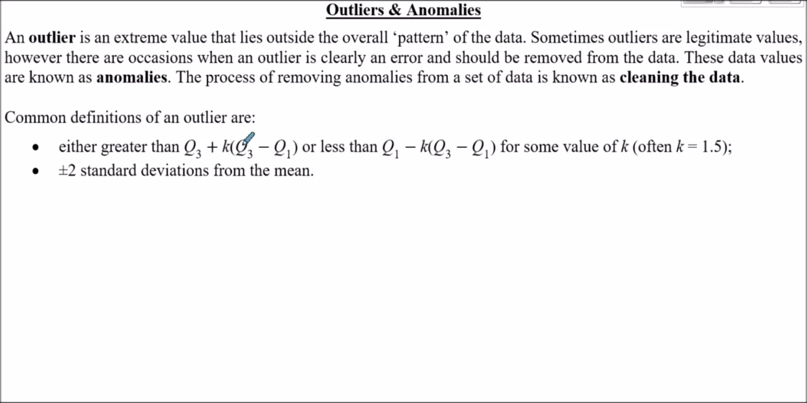So it can be defined based on the quartiles, or the second definition is based on the standard deviation and the mean. If it's either more than 2 standard deviations above the mean or more than 2 standard deviations below the mean, that's another way of defining what an outlier would be.